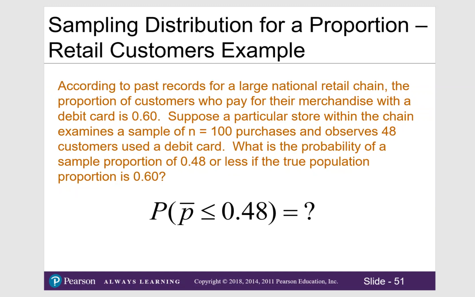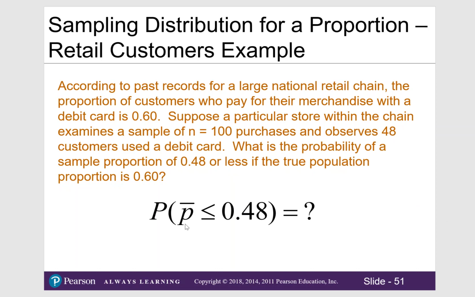So according to past records, we're doing an example now. When I look at a retail chain, the proportion of customers who pay for their merchandise with a debit card is about 60%. A particular store takes a sample of 100 customers and notices that only 48 of those customers use their debit card. What is the probability of that sample proportion or less? What you might be asking yourself is, is my store different than the rest of the national chain? Let's find out. How likely is it that I got this sample or something smaller?